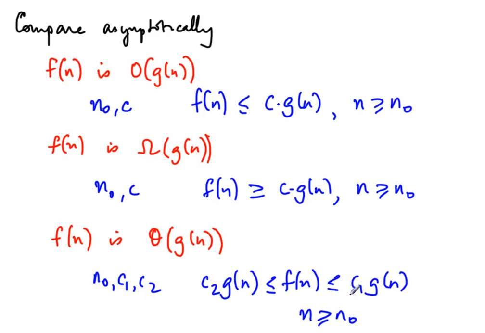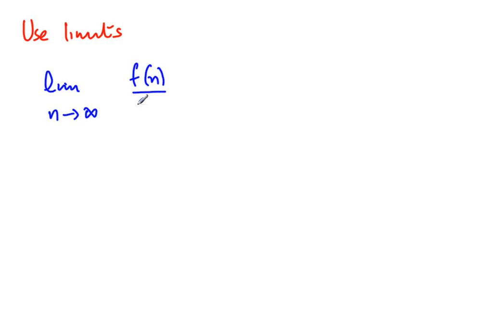Now, very often it is difficult to come up with a clever choice of n0 and c to establish these relationships. Another technique that can be used is to use limits. Supposing we want to compute whether f of n is O of g of n or theta of g of n or omega of g of n, we compute the limit as n tends to infinity of f of n over g of n. This intuitively captures what we are doing with asymptotic behavior, looking at the function as a limit.